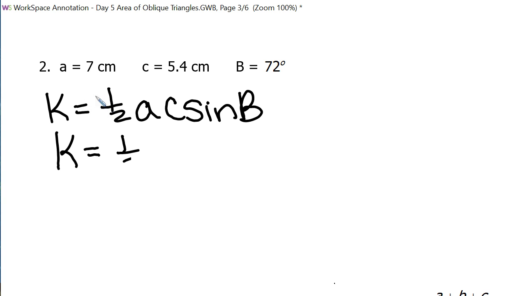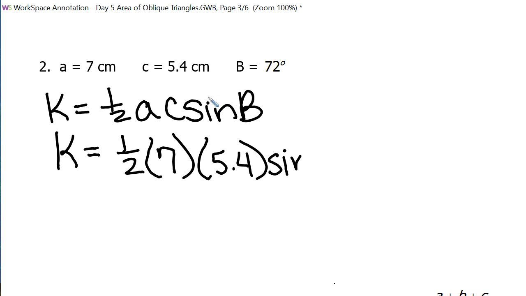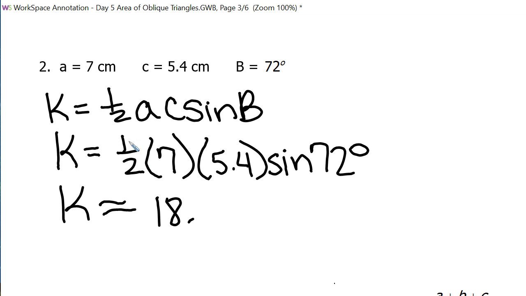So this would be 1/2. What do I put for A? 7. What do I put for C? 5.4. Then we have the sine. And for angle B, we put 72 degrees. And we will round to the nearest tenth. 18.0? So 18.0, and the unit for area would be square centimeter. So 18.0 square centimeter.